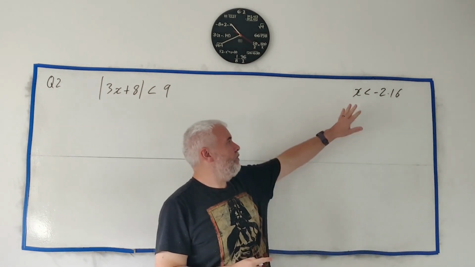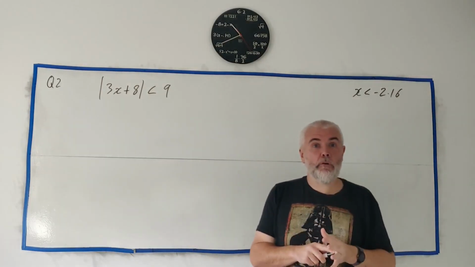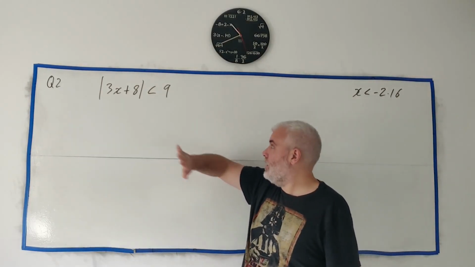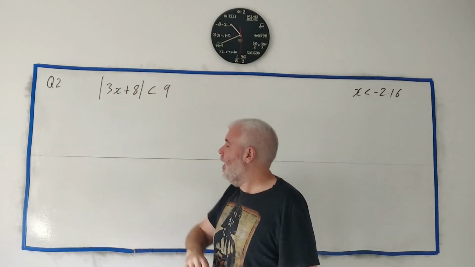Okay, I'll leave the answer for part A up here because we're going to use that again in part C. But for now, we're going to part B. Part B gives us this inequality with an absolute value in it.